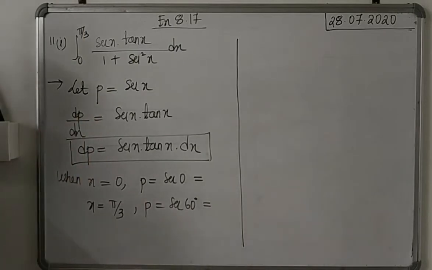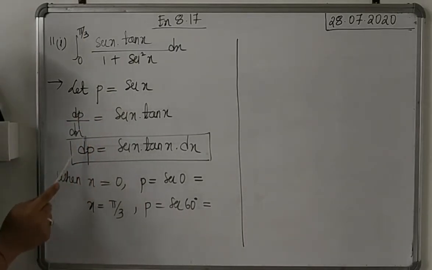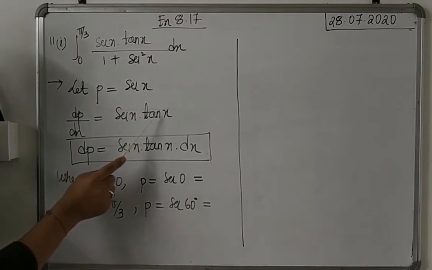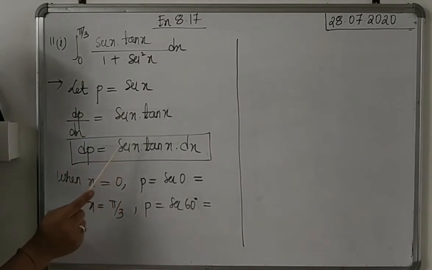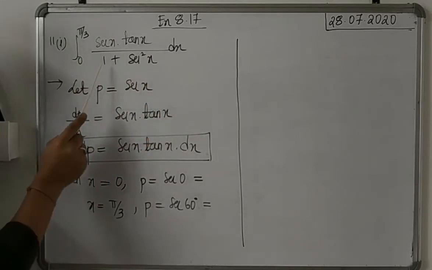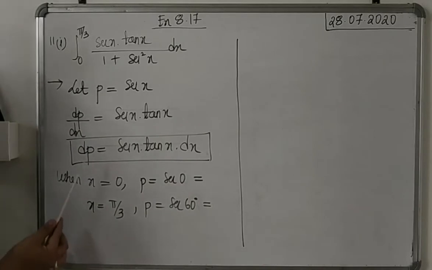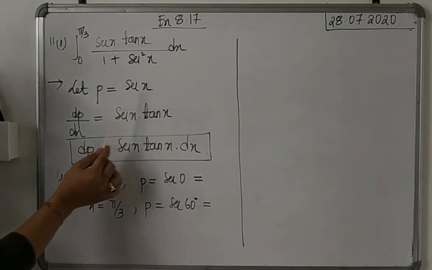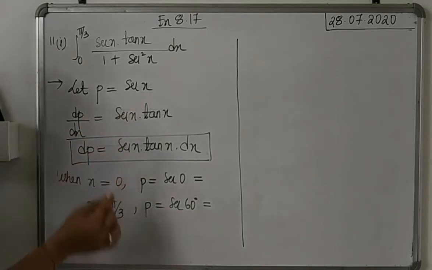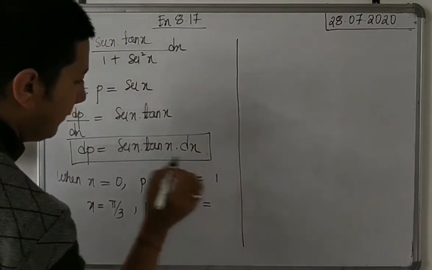Okay? You'll verify yourself. So p equals sec x. When p equals sec x, dp by dx is sec x into tan x. Cross multiplied, you'll be getting sec x tan x dx, which is my numerator. And the denominator becomes 1 plus p square. So not a problem. Okay? So when x equals 0, p equals sec 0. Now what is sec 0? Reciprocal of cos 0, isn't it? So what is cos 0? Cos 0 is 1, so sec 0 has to be 1.